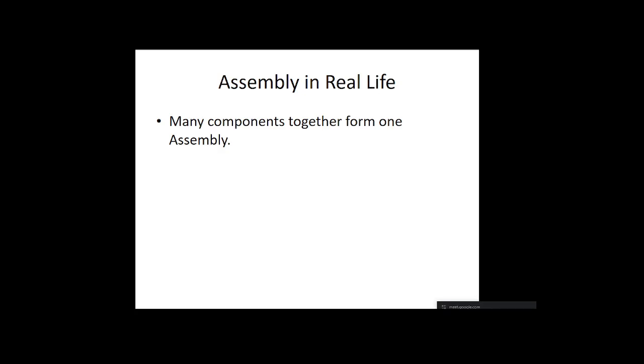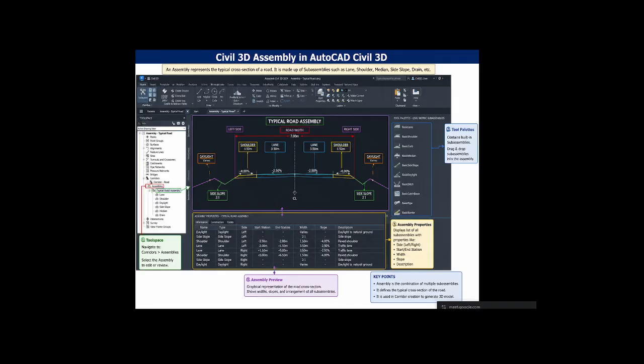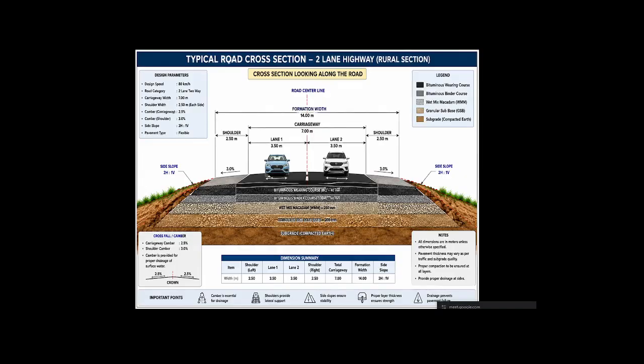Now to understand the assembly better, think about a real road. A road is not made of only lanes; it includes the different parts that we discussed. When all these individual elements are combined together, they form a complete road cross section. In Civil 3D, all these components together form an assembly. Now you can see this part, you see this part. This is a cross section.